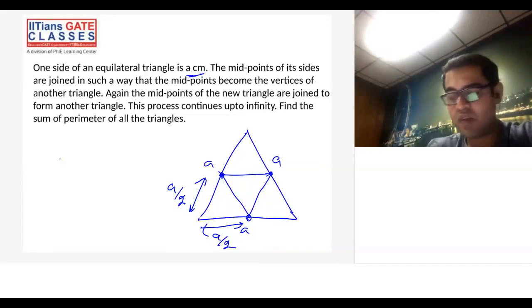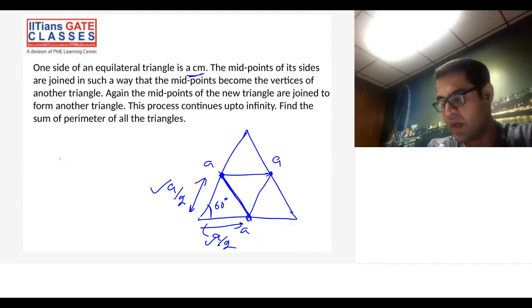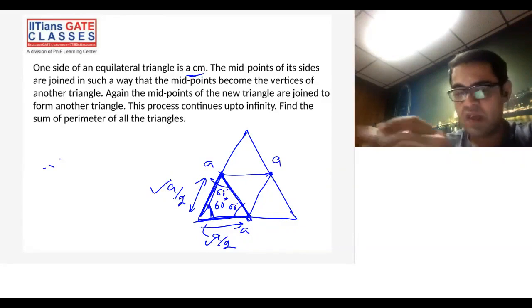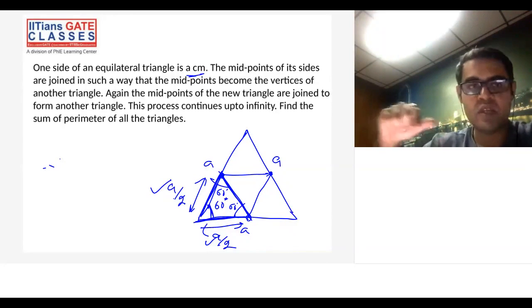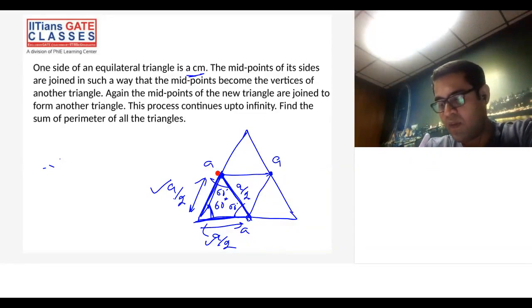All right. Now the question is, what is the length of this triangle? Because we need to find the perimeters of all the triangles, right? See, this is a by 2, this is a by 2, and this angle is 60 degrees because the bigger triangle is an equilateral triangle, right? Now this is a by 2, this is a by 2, so these two angles are also the same. Since this is 60, this is also 60, and this is also 60. That means since all the angles are 60, these smaller triangles which are being formed are also equilateral triangles, right? So this length is equal to a by 2. Now similarly, you can prove that these two are also a by 2.